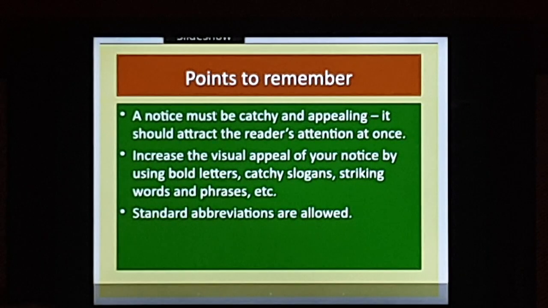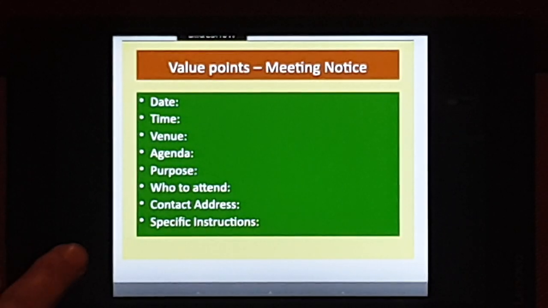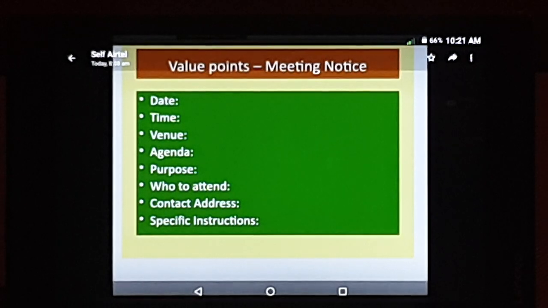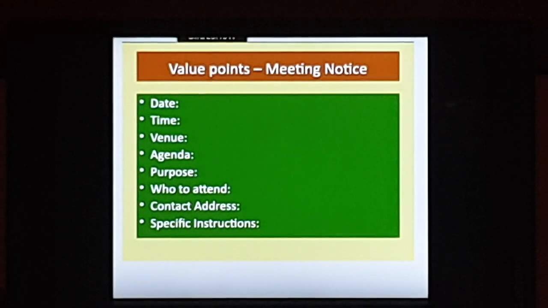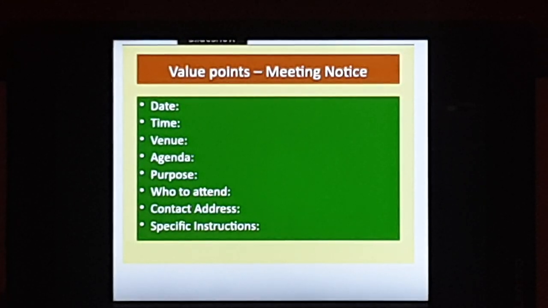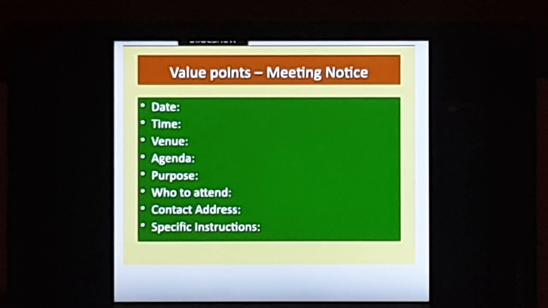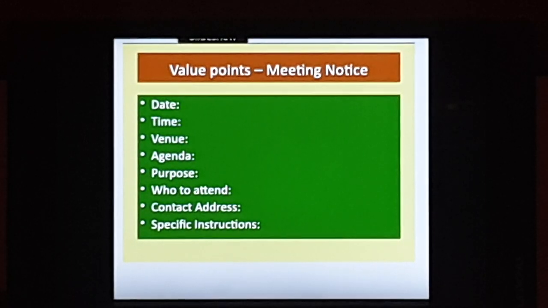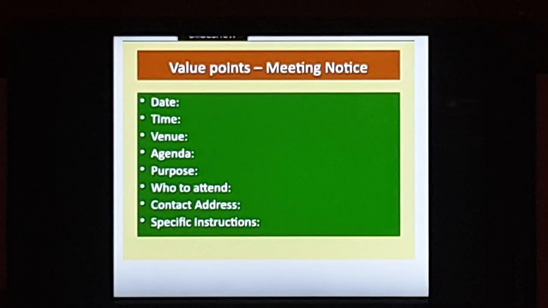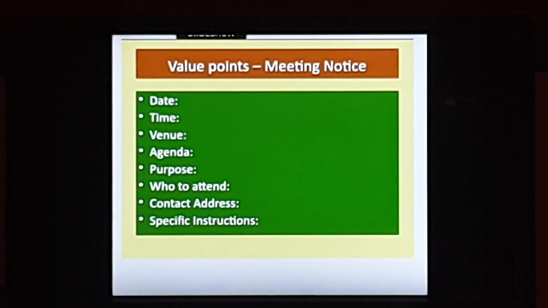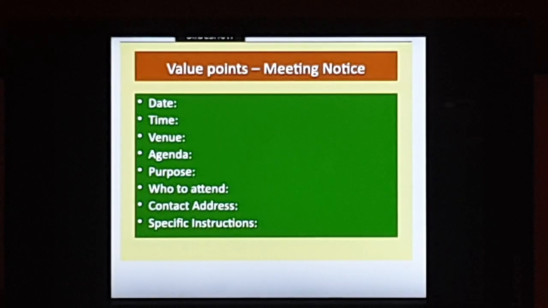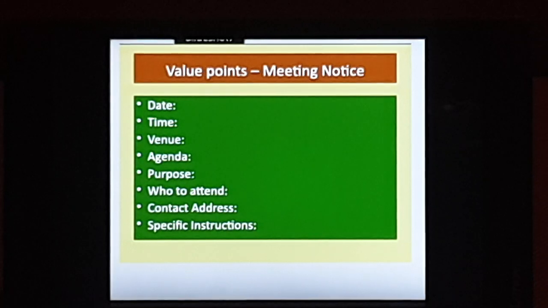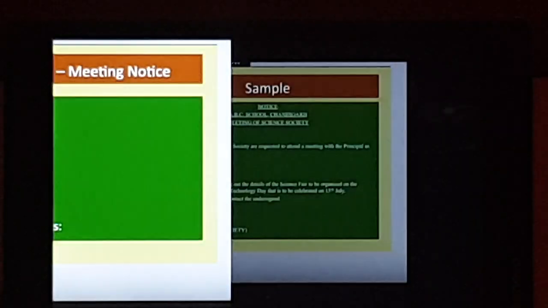Standard abbreviations are allowed, and abbreviations which are acceptable can be used. Now, value points. This is the kind of notice: if we are putting up a meeting notice, these are the things we have to keep in mind. What to add: the date of the meeting, time of the meeting, venue, the place where it is going to be held, and agenda, the points we are going to discuss. Then the purpose of the meeting, why we are holding it, and who all are attending. Then contact address and specific instruction, what you want the members to remember.